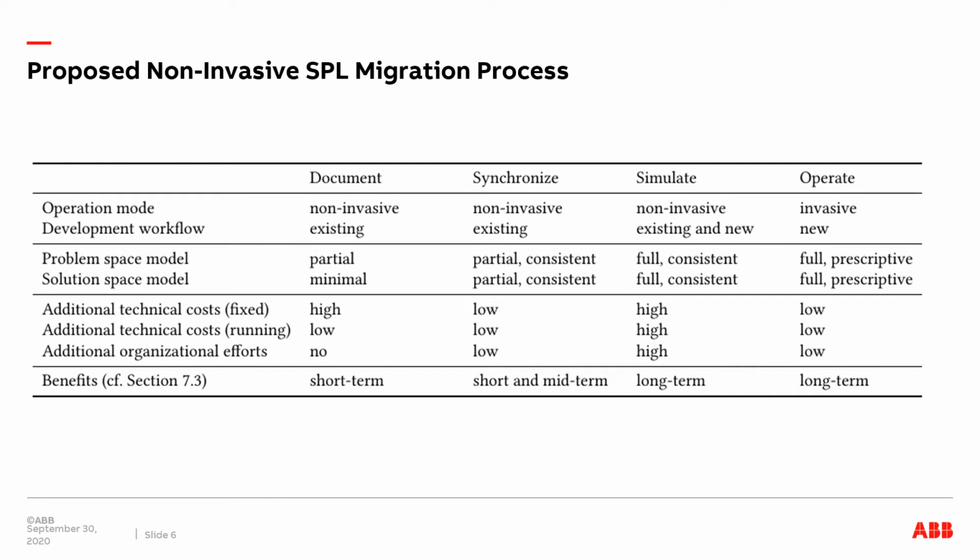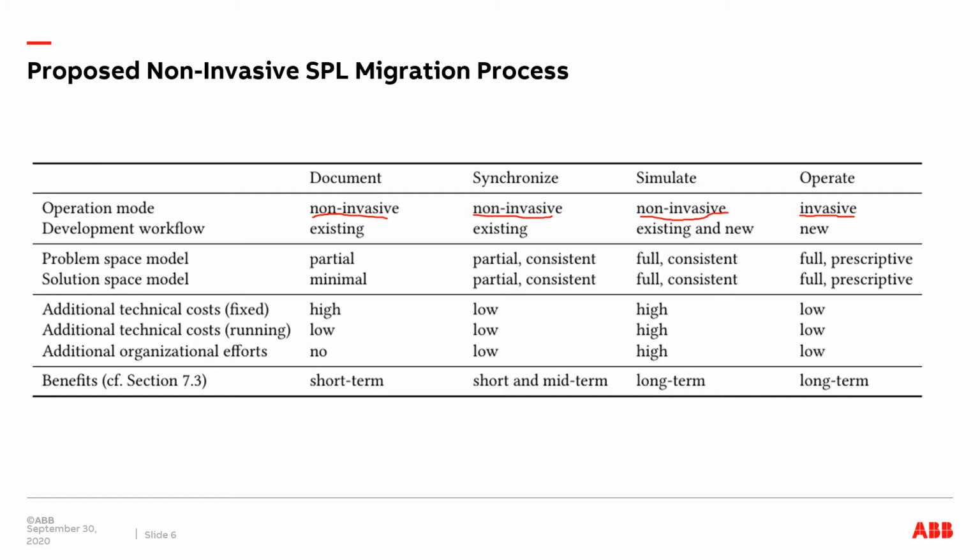So, and this is the proposed 4-step non-invasive migration process. We start with 3 non-invasive steps, and only the last step is invasive. With non-invasive, we mean the truth of the system configuration is still hidden not in the feature model, but in the build toolchain. We start with usage of SPLE as a better documentation, as a model-based documentation.